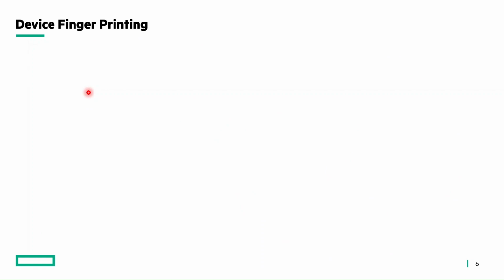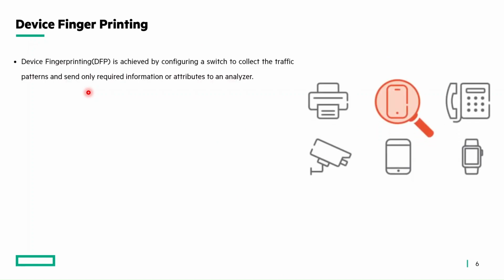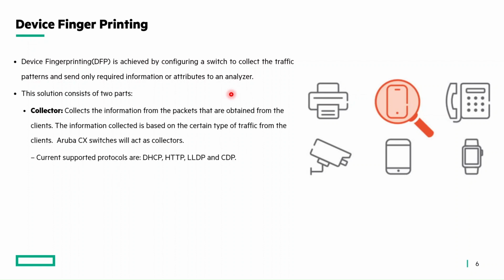Device fingerprinting overview. Device fingerprinting is a feature in which the switch collects the protocol data sent by the end devices, and then the analyzer consumes this data to fingerprint the device. This solution consists of two parts. The first component is the collector. The Aruba CX switches act as collectors, and the switch monitors various protocol traffic from end devices and extracts specific information from these packets based on the user configuration. The information collected from the end device will be sent to the analyzer for further analysis and profiling.